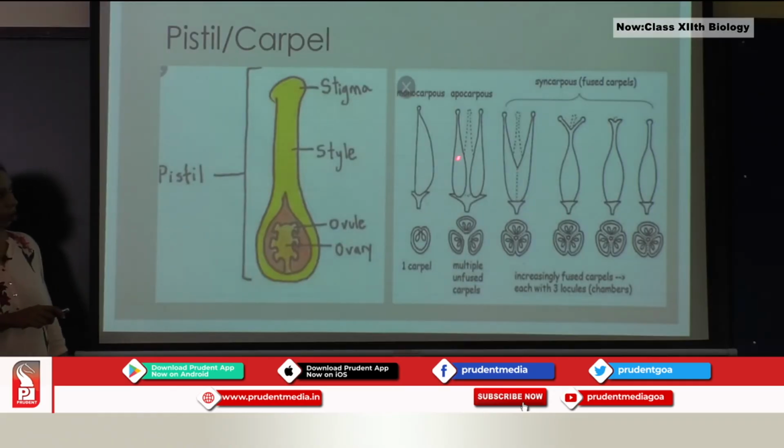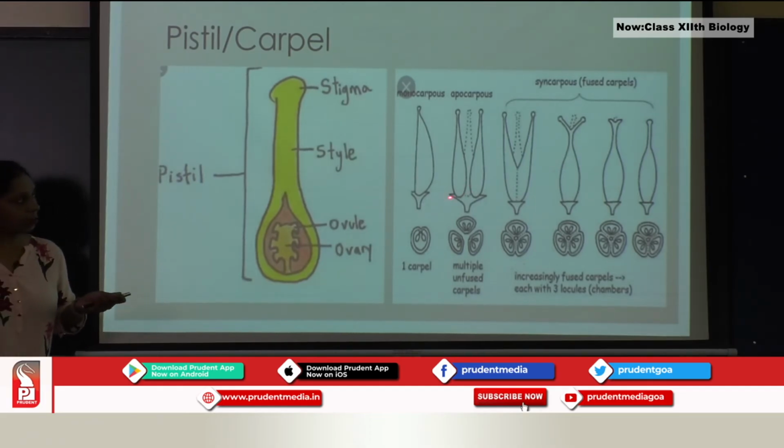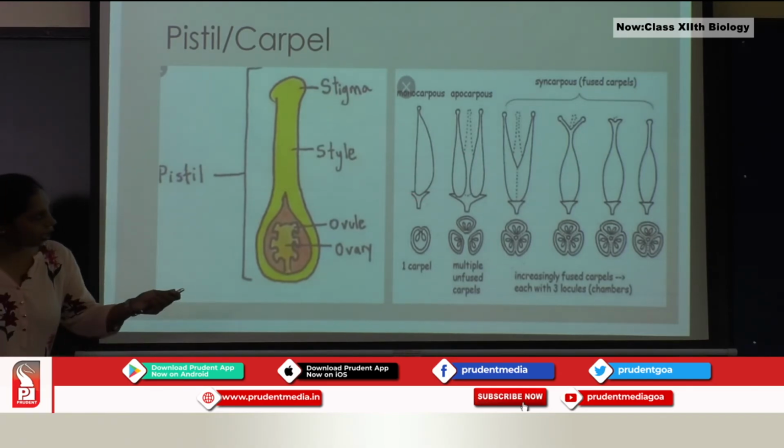So I can call this condition a tricarpillary apocarpous condition. Tricarpillary apocarpous. Why? Because there are how many carpels? 3 carpels. That's why tricarpillary apocarpous. Why? Because there are 3 carpels which are free and not fused. Now look at this one over here.